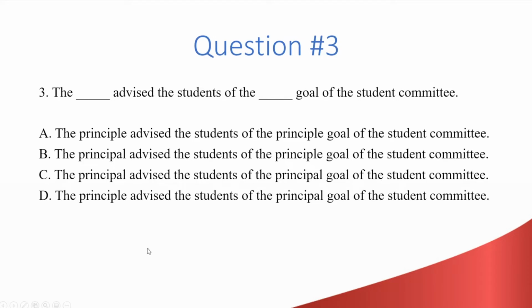Okay, question number 3. The blank advised the students of the blank goal of the student committee. And here are your 4 choices. The principal advised the students of the principal goal of the student committee, or the principal advised the students of the principal's goal of the student committee. And notice the different spellings of principal as well, okay? Just pay attention to principal, how it's spelled. There's 2 spellings of it in each sentence. So you have to figure out which spelling of principal would be correct.